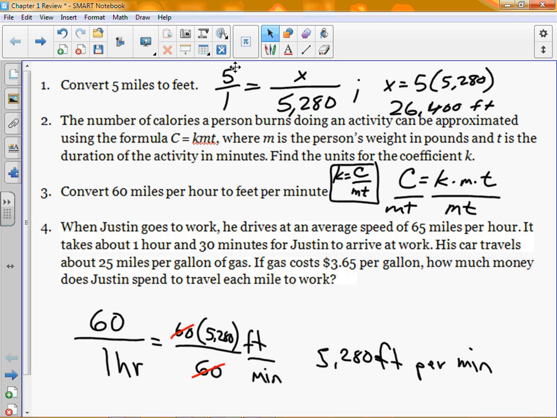When Justin goes to work, he drives at an average speed of 65 miles per hour. It takes him 1 hour and 30 minutes to get to work. Distance formula? Yes. Okay, I understand what you guys are saying, because we dealt so much with distance formula that way. But this is a distance formula in amount of ground that you're covering. This is distance equals rate times time.